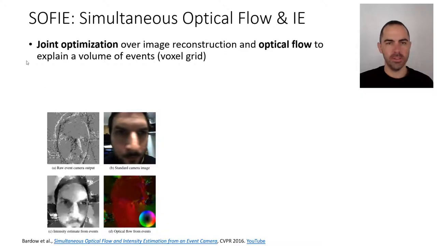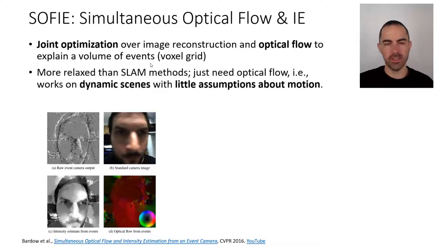Okay, then also in 2016, we move to this work on simultaneous optical flow and intensity estimation from an event camera, CVPR, from the group at Imperial College. Basically, they do a joint optimization of two quantities, image reconstruction and optical flow, to explain a volume of events, and the volume of events is represented as a voxel grid. So it's more relaxed than SLAM methods because they just need to estimate the optical flow. Therefore, it works on dynamic scenes with little assumptions about motion. There's no SLAM involved. We just need to know the apparent motion in the scene.